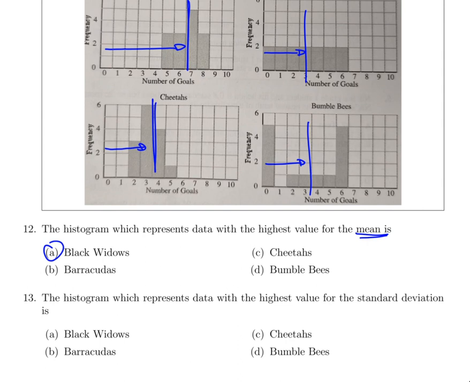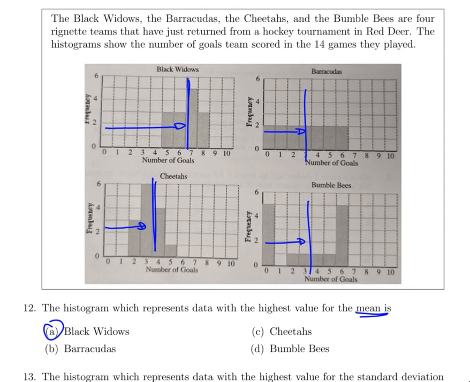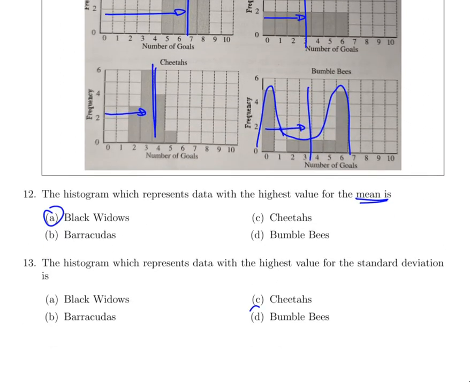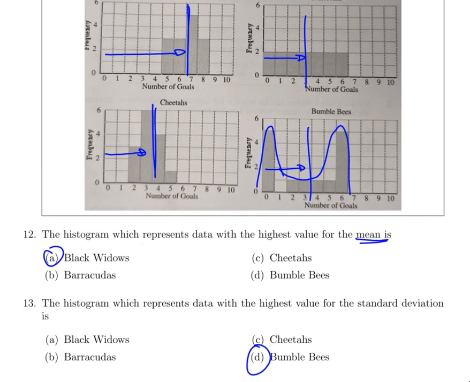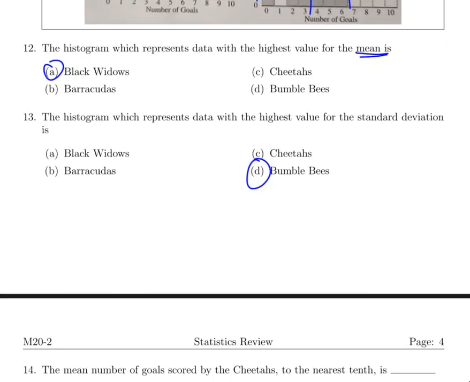Question 13, the histogram that represents the data with the highest value for the standard deviation. Well, that's the most spread. Now, if it hadn't been for the Bumblebees, I'd have probably said the Barracudas because they're just kind of flat across there. But the Bumblebees, we've got a peak here at the beginning, it comes down, and a peak there at the end. The spread of the data is quite high. The Bumblebees are going to have the largest standard deviation. And in this case, it's pretty clear that the Cheetahs have the smallest standard deviation.